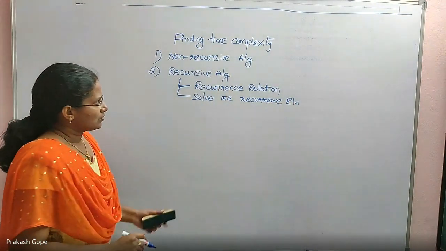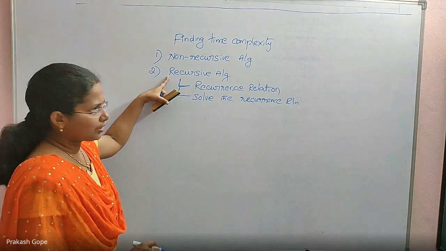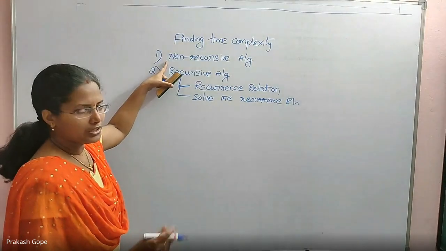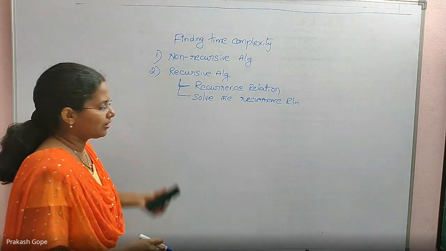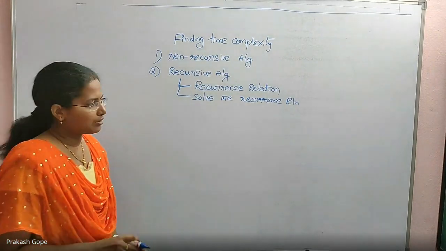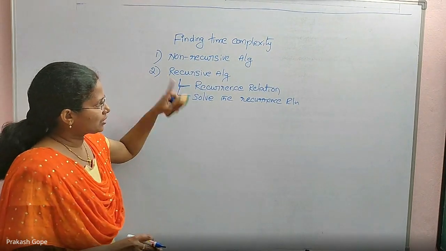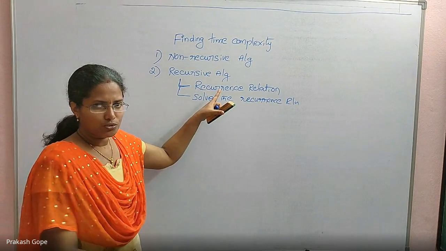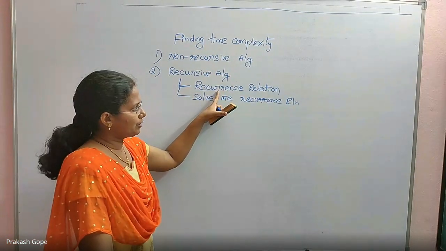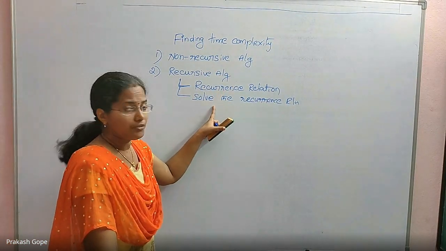Okay. So these are the two steps that we do for recursive algorithm. For non-recursive, it is straightforward. I will be writing many algorithms now. You have to tell me what is the time complexity. Once we come to recursive algorithm, of course, that has two steps to find the time complexity. First, we need to write the recurrence relation, and then we need to solve it.